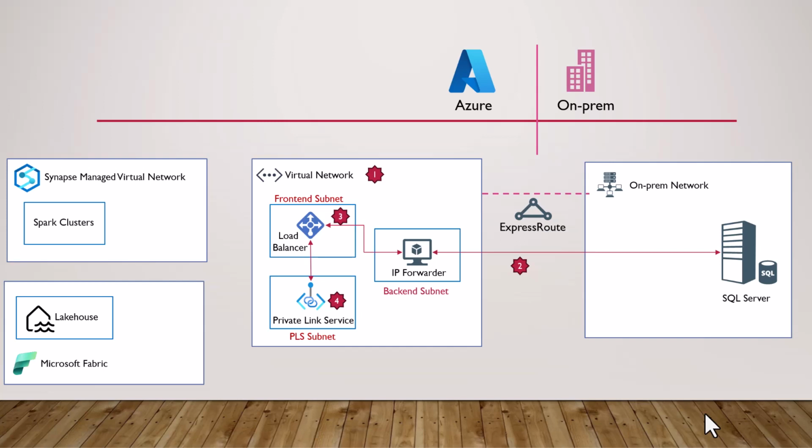And last and the final step, we are going to connect our Synapse managed virtual network to the on-prem network via managed private endpoint. Once we have this set up, then we can load the data from on-prem SQL Server using Synapse Spark and load it into Microsoft Fabric Lakehouse.